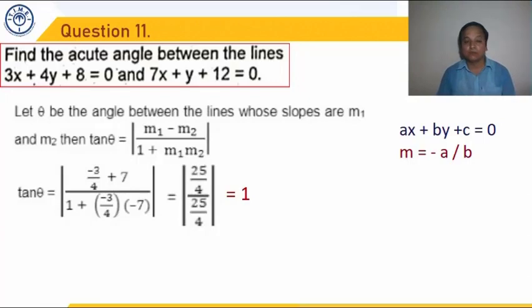Tan theta is 1. We have to find the acute angle, less than 90, so we are taking the positive sign. The acute angle between the lines is 45 degrees, the smaller angle. So we use this formula: tan theta is equal to (m1 - m2) upon (1 + m1 m2). And we also use the result that for the standard line ax + by + c = 0, the slope is -a/b, the negative coefficient of x upon the coefficient of y. And tan 45 is 1. So tan theta comes out to be 1, so theta is 45 degrees.